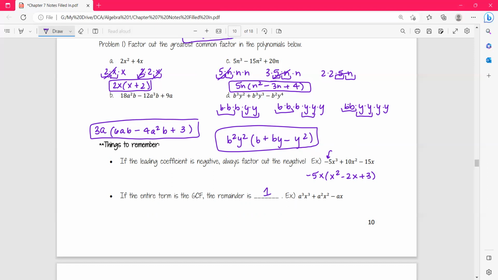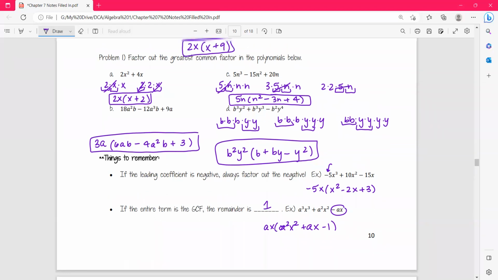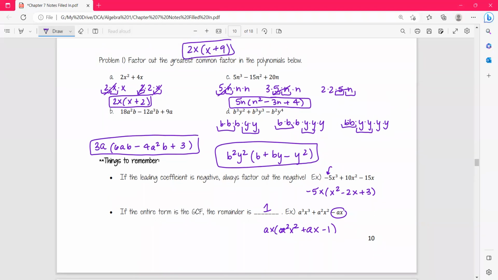If we look at this one, I've got a cubed x cubed plus a squared x squared minus ax. They each have an ax in common. If I take an ax out of a cubed x cubed, I'm left with a squared x squared. A out of a squared is a, x out of x squared is x, a out of a is 1, x out of x is 1. That's what it was talking about for things to remember. Okay, let's pause here. That's just practice taking out the GCF. Great job, guys.